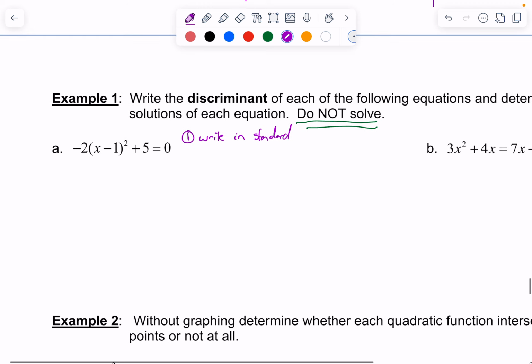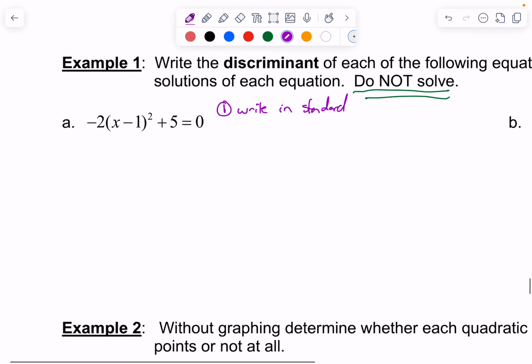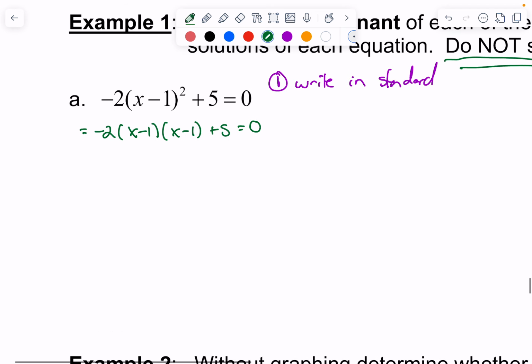And this is given to us in vertex form, so it means we need to expand. Expanding this out is minus 2 (x minus 1)(x minus 1) plus 5 equals 0. Now we need to distribute and clean up our brackets.